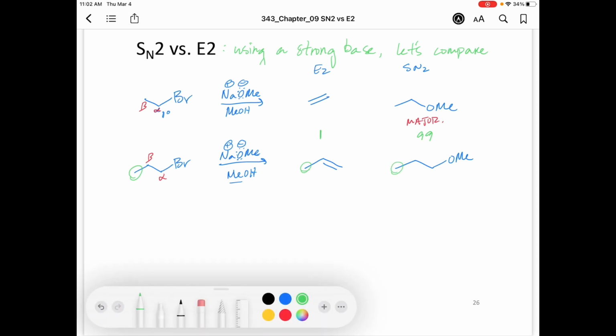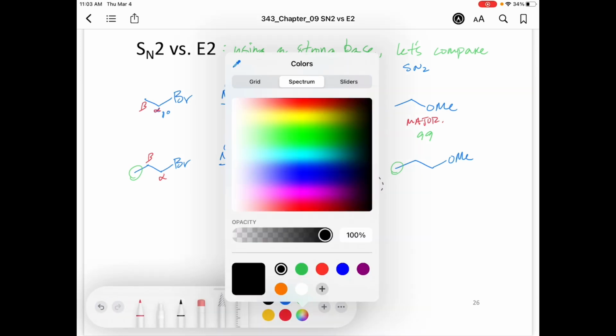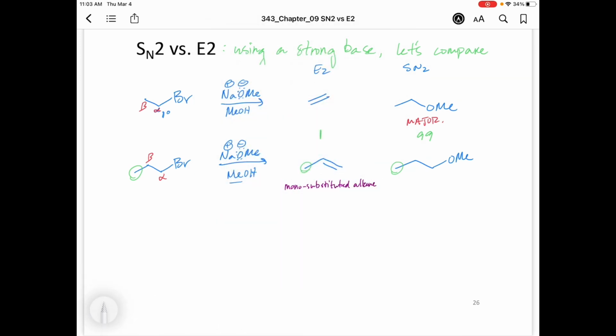The E2 reaction on the top example, there's no substituents here, okay, on our alkene. This is just ethylene. Here we have a monosubstituted product. I'm going to write that in purple, actually. Let's give it a different color. Okay, we have a monosubstituted alkene.